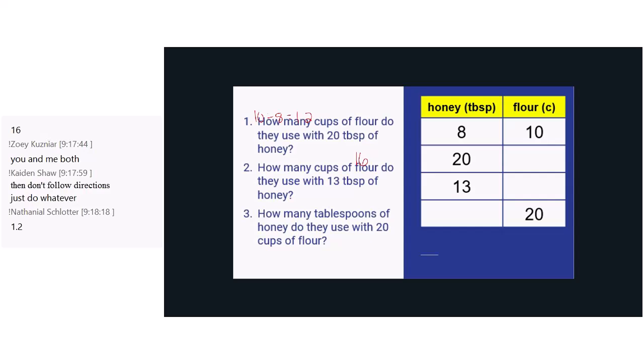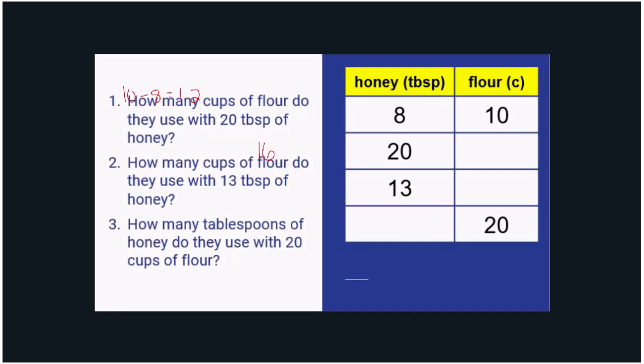What does that mean? It means that there's 1.2 times the amount of flour than honey. There's a little bit more flour in this recipe in terms of number of cups than there is honey in terms of number of tablespoons. So now we've just found the number that will get us from 8 to 10.